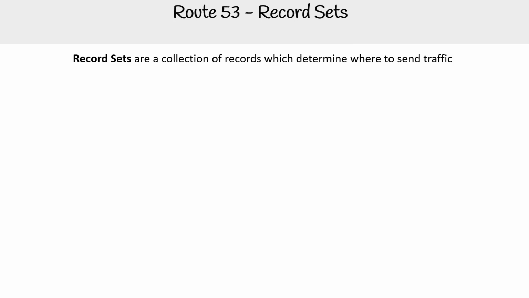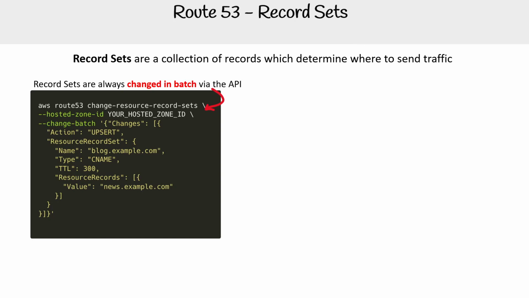We are taking a look here at record sets, which are a collection of records which determine where to send traffic. The way it works with the AWS API is you'll actually send it batch changes. If you're using the AWS Management Console, it looks like you're individually creating, adding, deleting, but I want you to know that underneath it does this kind of batch thing.